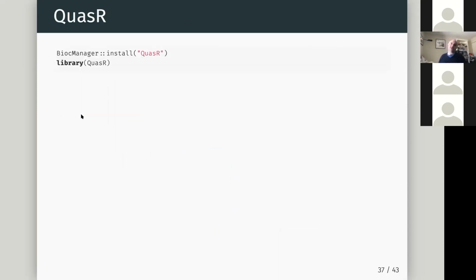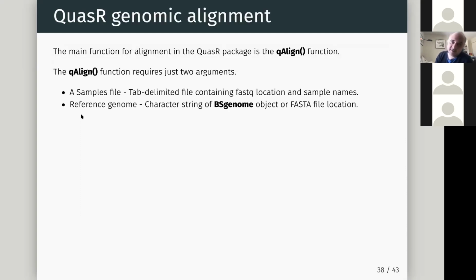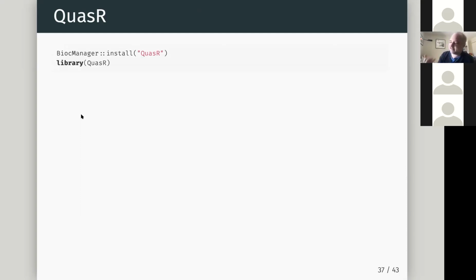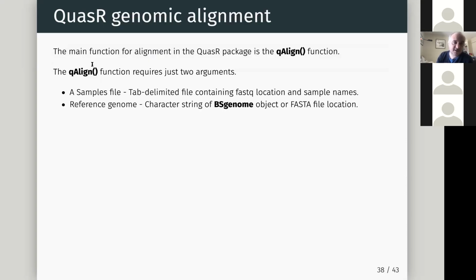So we can use QuasR to get access to HISAT2. And the author of HISAT2 works with the people in QuasR, so they really want QuasR to be the route that you use it. Even though there is this Rhisat2 package, they want you to use QuasR. So like any package, BiocManager install QuasR, library QuasR. So the main function in QuasR is this qAlign function.